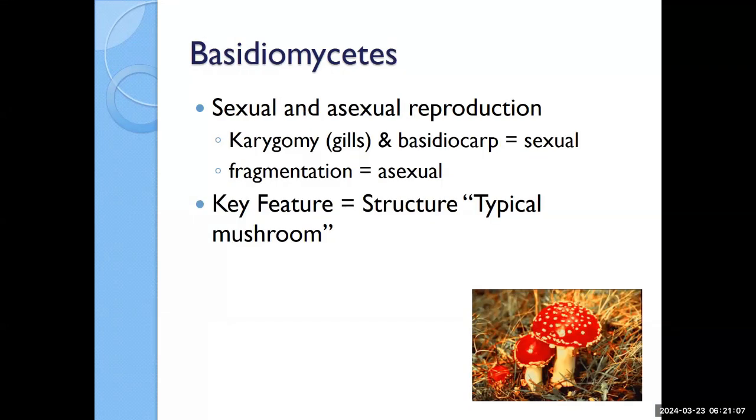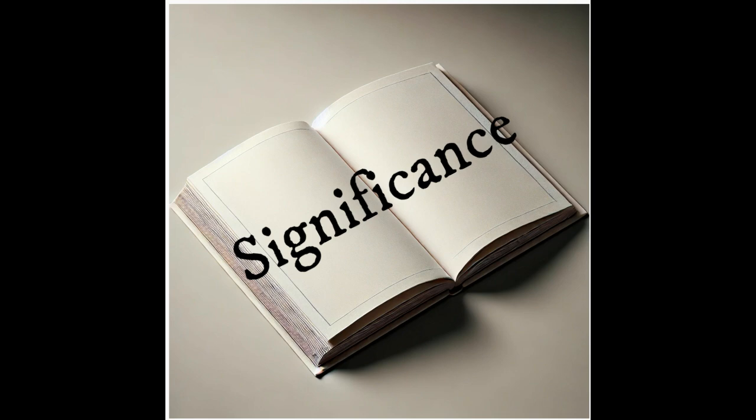This is our traditional mushroom. It is another perfect fungus. And when it reproduces sexually, it's through a process known as karyogamy or through a structure known as the basidiocarp. It can reproduce asexually through a process known as fragmentation, in which case the mushroom is broken into smaller pieces, and those pieces reconstitute the original mushroom shape. Lastly, let's take a look at the role of mushrooms and fungi in general.